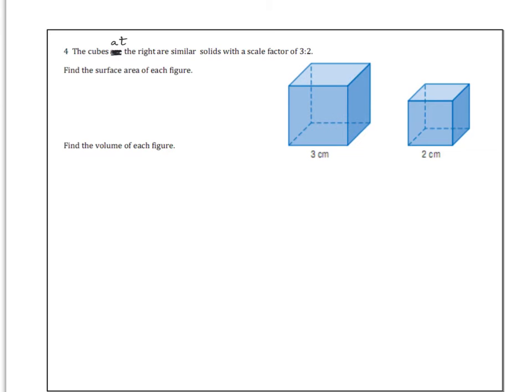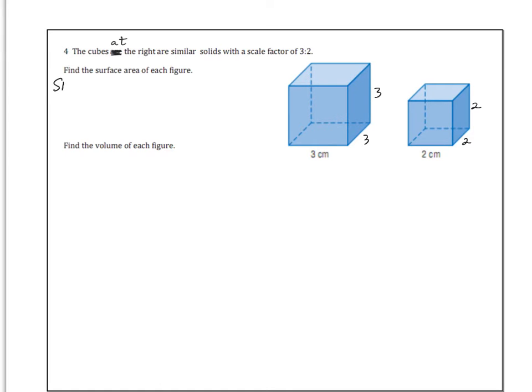The cubes at the right are similar solids with a scale factor of 3:2. Since these are cubes, the first one is going to be 3 by 3 by 3, and the second one's going to be 2 by 2 by 2. That's what it means if it's a cube. All the sides are squares, and they're all the same length. So next it says, find the surface area of each figure.